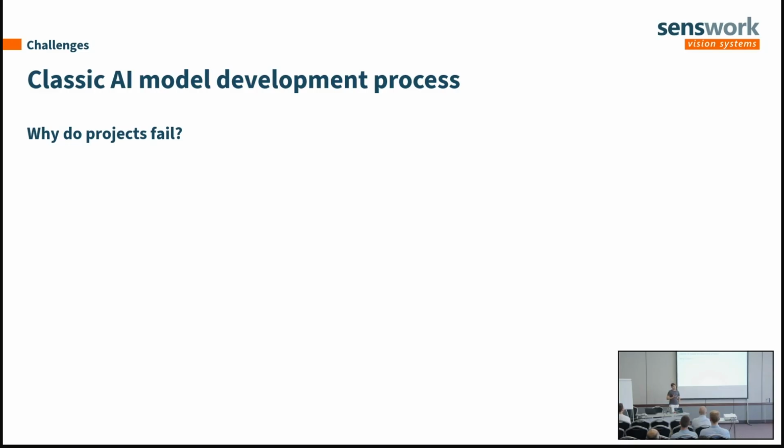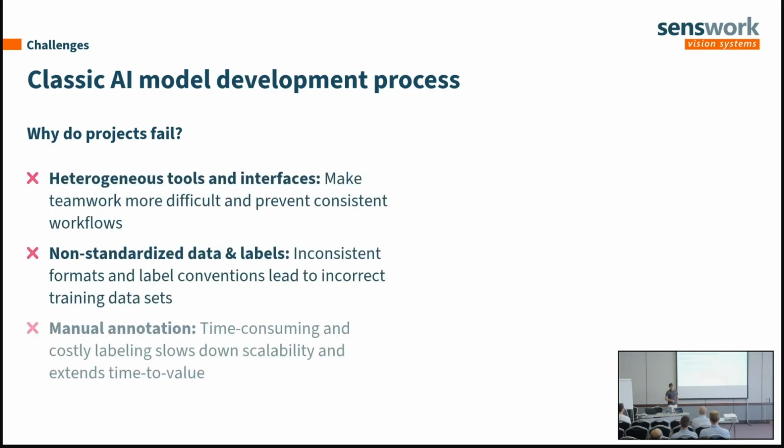So why do projects fail? And in this case, I'm talking about vision AI rather than LLMs or Gen AI. Sometimes you lack heterogeneous tools and interfaces. When working in a team, most of the time you don't have similar tools, and this slows down the whole process. Then you have non-standardized data and labels.